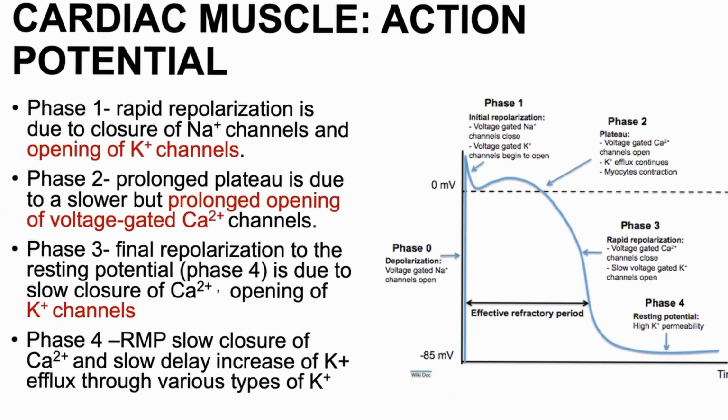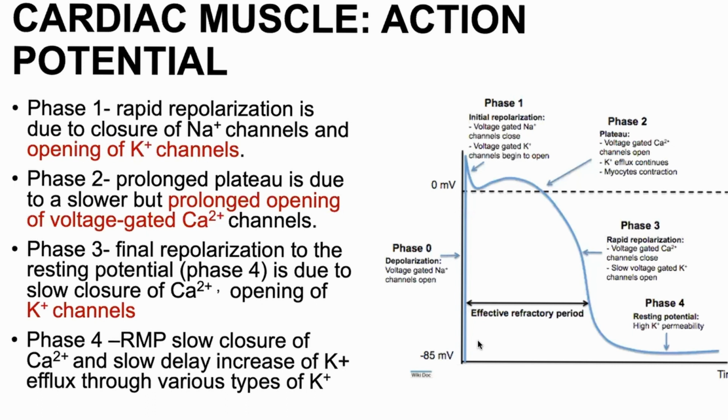Phase 2 is basically when you have a plateau, and it's due to slower but prolonged opening of the voltage gated calcium channel. So the plateau is as a result of the slow calcium channel. Phase 3 is the final repolarization to the resting potential, and it's due to slow closure of calcium, opening of the potassium. Phase 4 is back to the resting membrane potential, and there is a delay in increase of potassium.